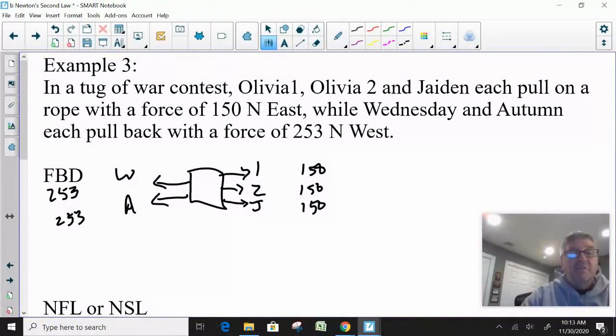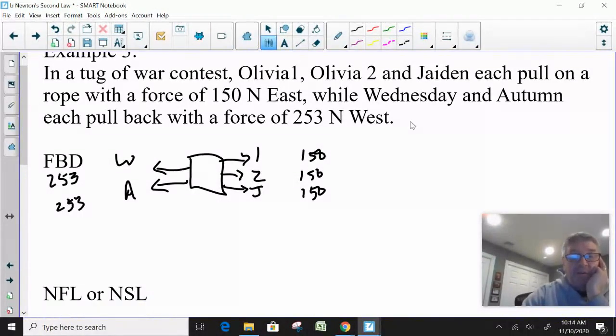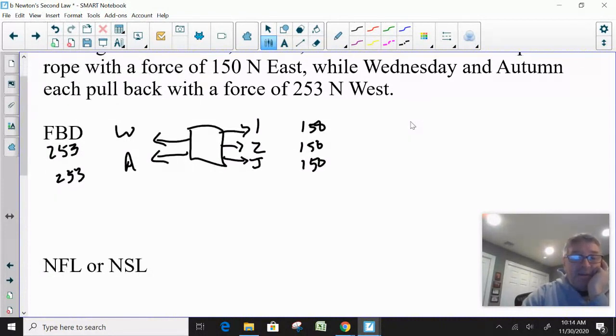Actually, I think I should show this one. So now I've got three forces on the right, and two forces to the left. Again, it didn't say what direction, but it's a tug of war, so we're assuming they're going in opposite directions. Is this balanced or unbalanced? Is it the first law or the second law?